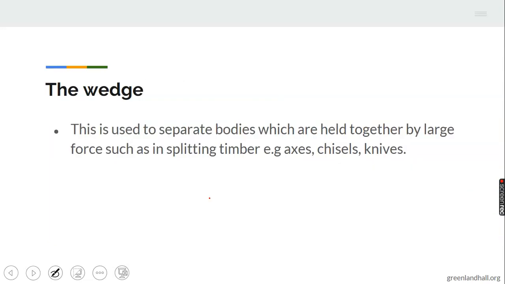Then we have what we call the wedge. The wedge is used to separate bodies which are held together by a large force, such as in splitting timber. For example, we use axes, we use chisels, and we use knives. All of these you can use to cut things into two. You can use axes to cut your wood into two.